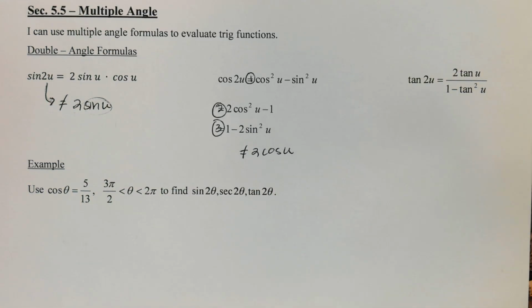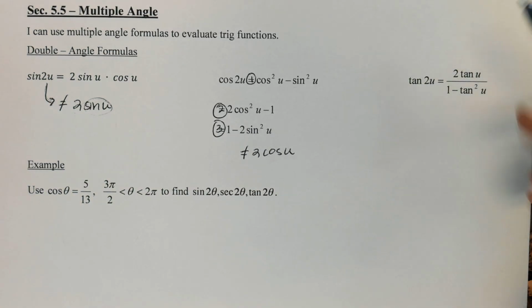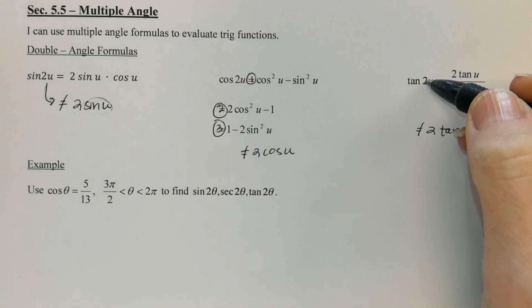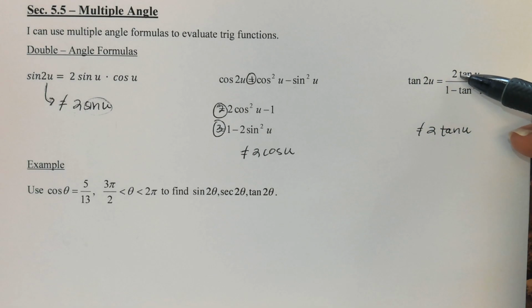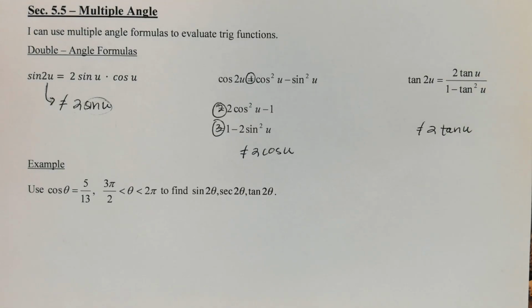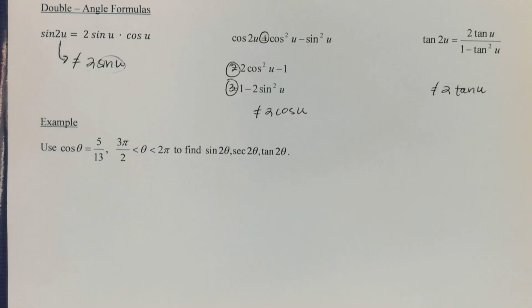Last up, you have tangents, always in a fraction, always difficult. I will write again that this is not the same as doing 2 times tan. You can't just slide that 2 up front. But the formula for tan of 2u is 2 tan u over 1 minus tan squared u. And we're going to do a couple so you see how all this works.